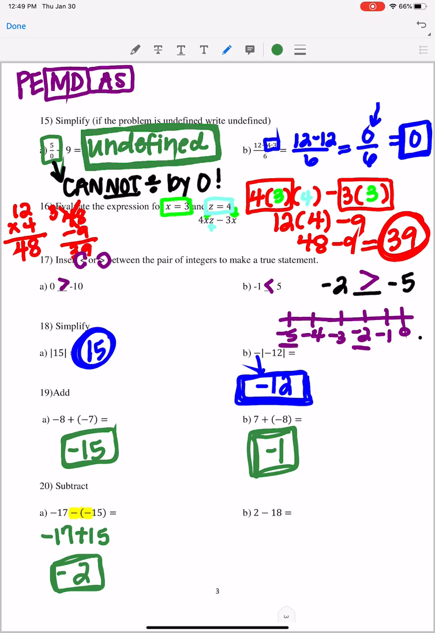B, you have 2 minus 18. So positive 2 and a negative 18. Different signs, so subtract. 18 minus 2 is 16. Keep the sign of the bigger number. My bigger number is 18 and it's negative, so my answer is as well.